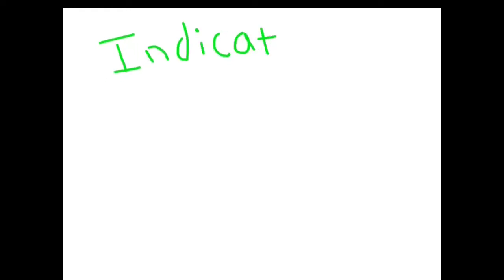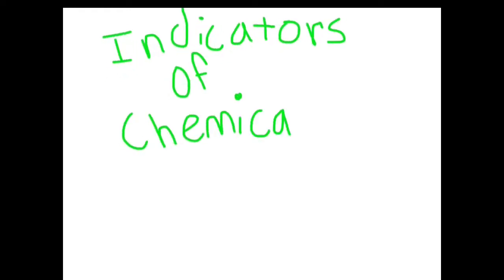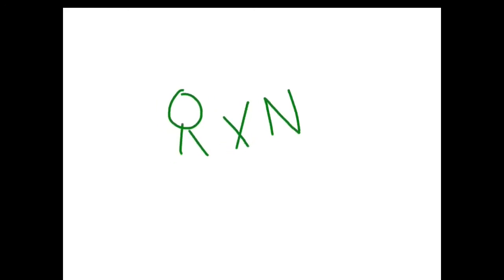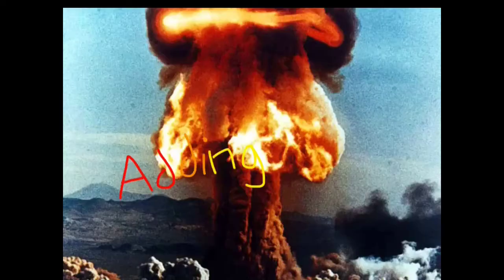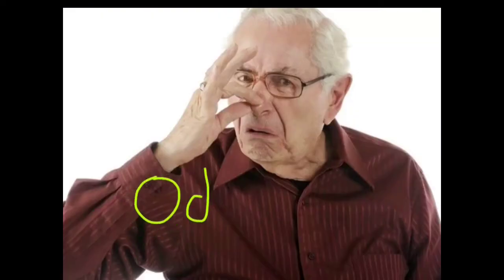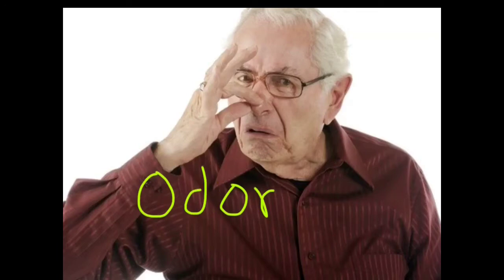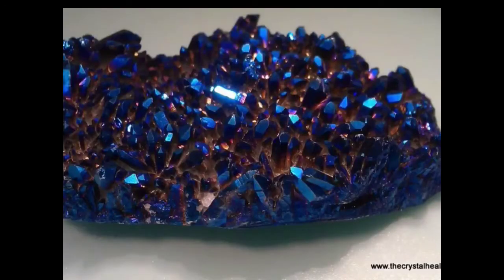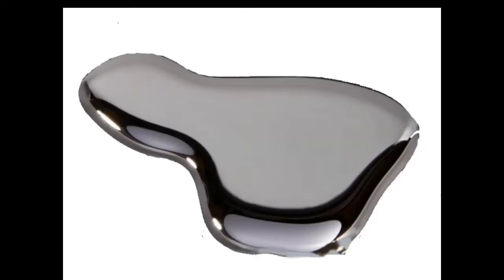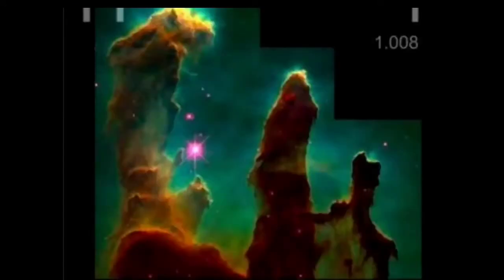Now, there are some indicators of reactions, sometimes spelled RXN. These can range anywhere from a change of color, adding heat, which is also sometimes known as an explosion, odor emission, or even a change of state. No, not that kind of state. I'm talking about solids, liquids, and gases.